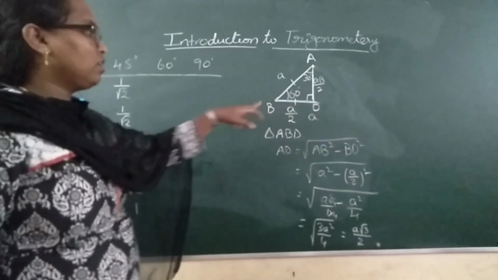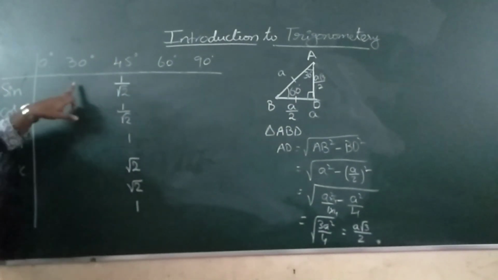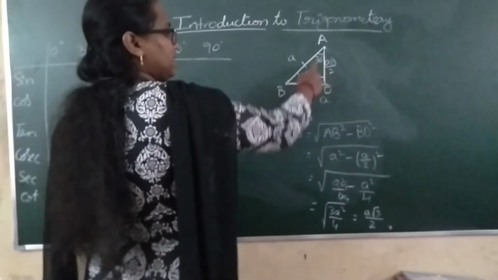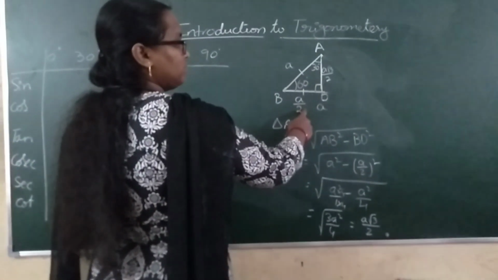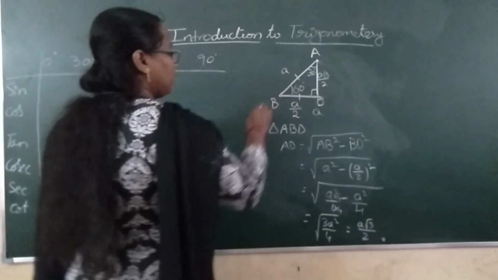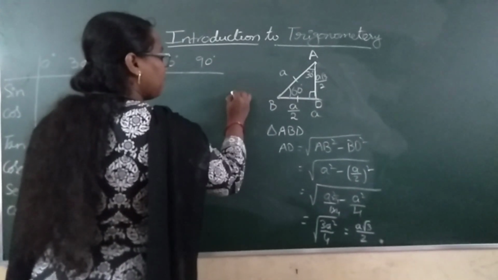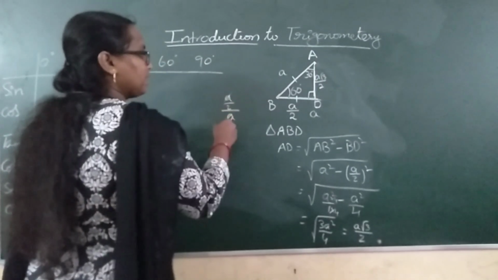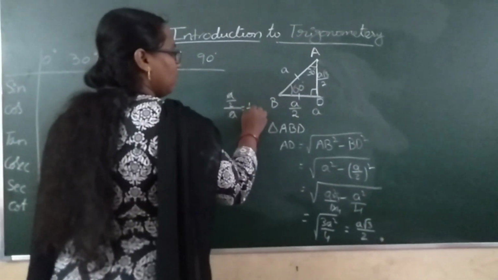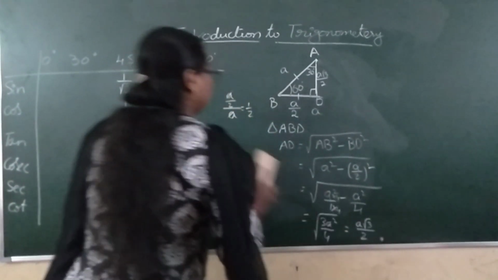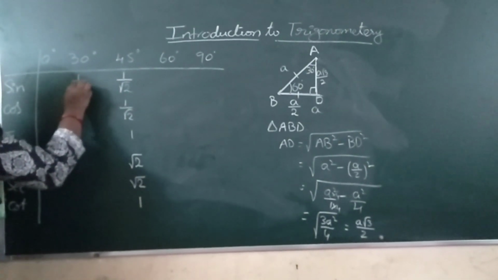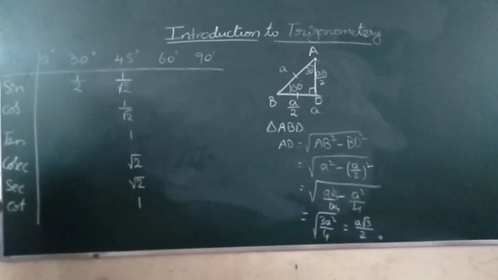Now let us fill sin 30. For 30 degree, the opposite is A by 2, by hypotenuse A. So A by 2 by A. A will get cancelled, and it remains 1 by 2. Clear? So sin 30 is 1 by 2.